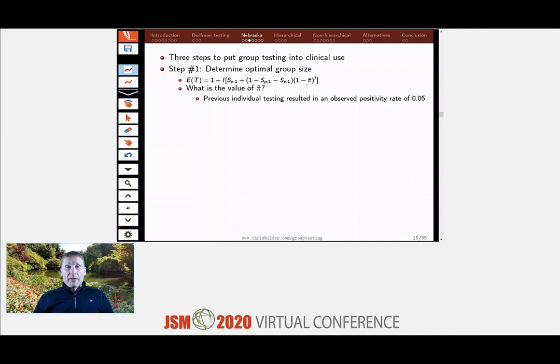Well, prior to trying to implement group testing, individual testing was being used, and the observed positivity rate for specimens coming to the lab at that time was 5%. So we simply decided to use that for our pi tilde, or overall prevalence.